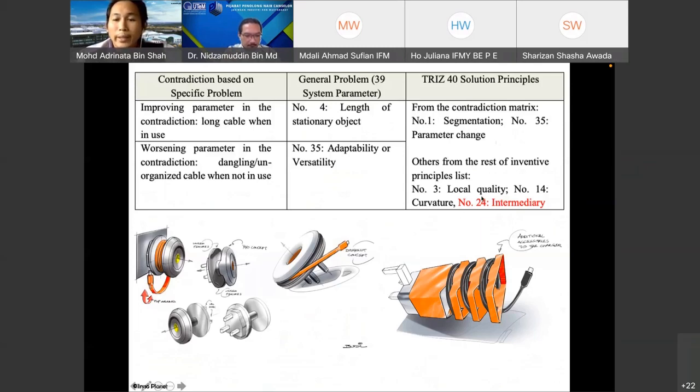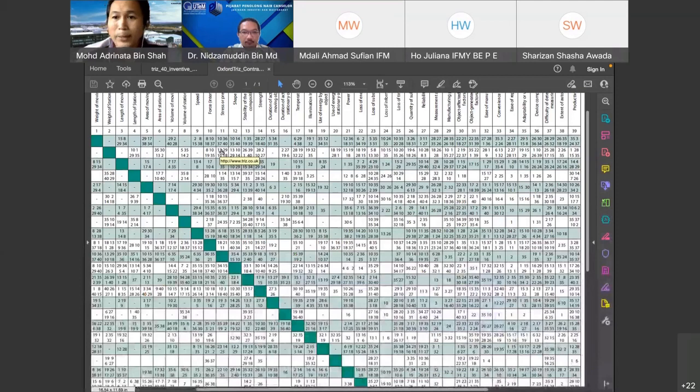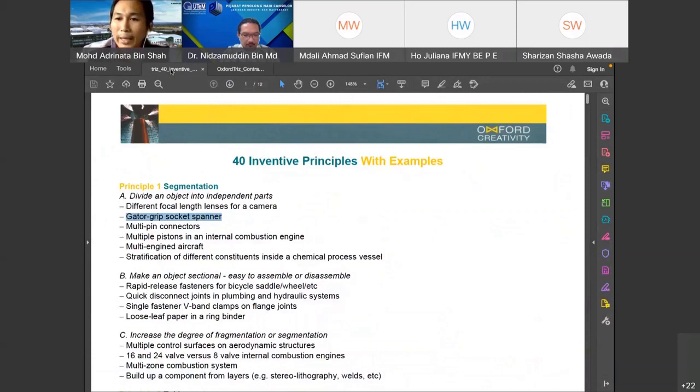You can use the 40 inventive principles even if the principle is not in the contradiction matrix. So this is our design for the problem of the dangling wire. There are also inventive principles that have been explained on the internet. You can find them if you want to know about segmentation, local quality, preliminary anti-action, and so on. This one I downloaded from websites.